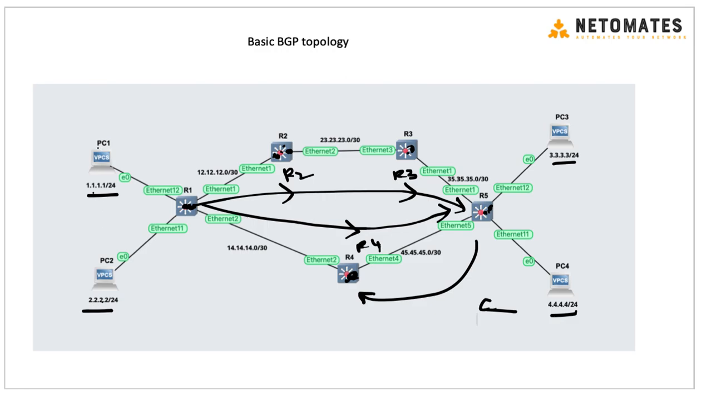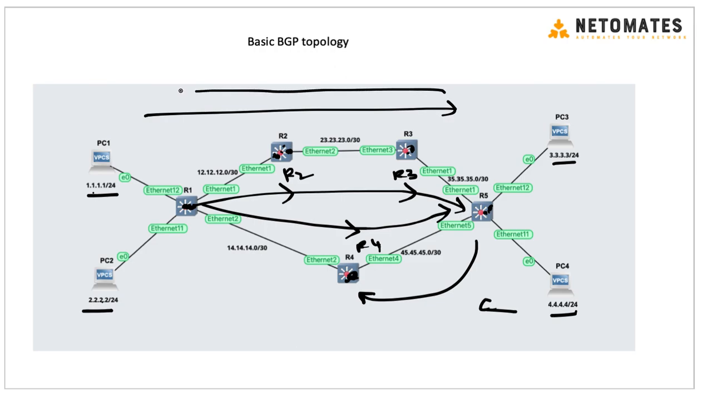Because when we try to ping from PC1 to PC3, the packet should go all the way to PC3 in the echo request and should come back as an echo reply. For this to work, every router in this topology needs to know how to forward the packets for all the PC networks.